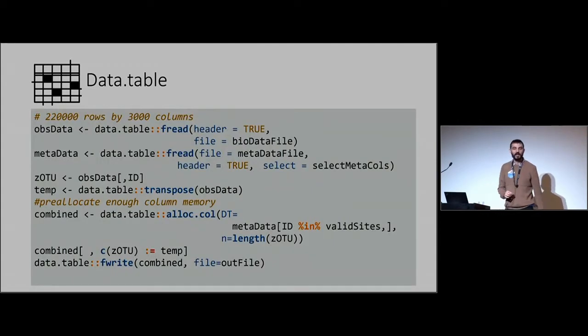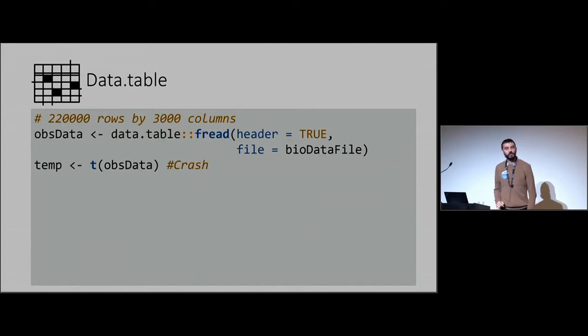So in my case, I had 220,000 rows, 3,000 columns, and I needed to transpose it. So I got a data table. I didn't even actually need a supercomputing cluster for this one. Data table made it efficient enough to run on my laptop. In contrast, the built-in T function crashes R. It doesn't even complain about memory, it just crashes.